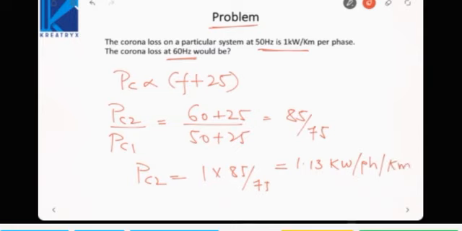So mostly problems will be framed like this only. You need not practice the problems based on critical disruptive voltage. That was just to explain you how we can determine the voltage at which the corona will occur. Okay. So just remember this concept in the corona, that corona loss is proportional to (f plus 25). And remember what is the effect of different parameters on the corona loss.